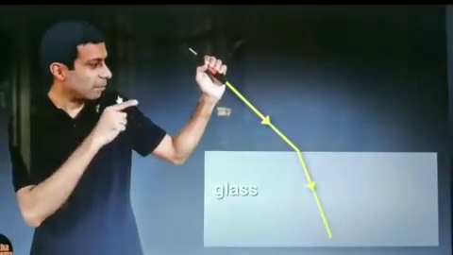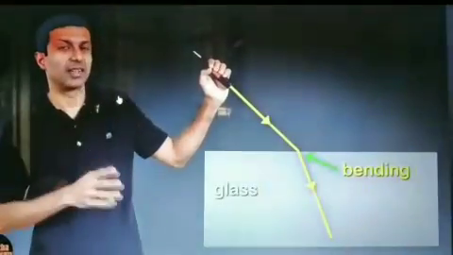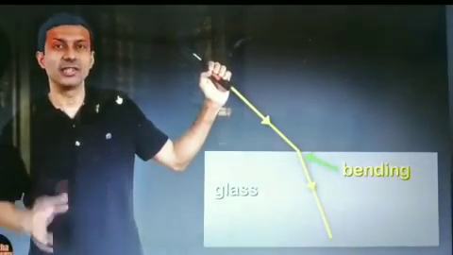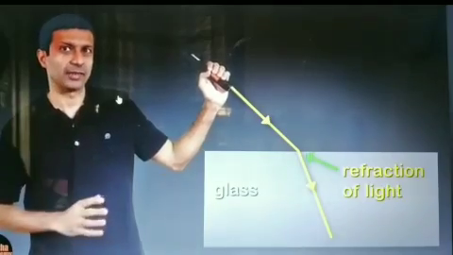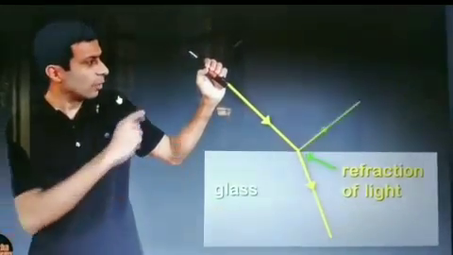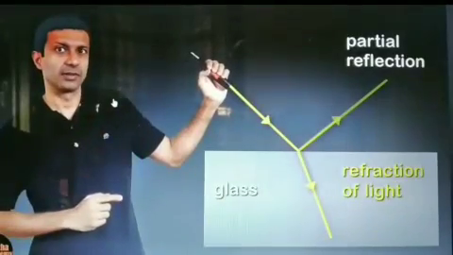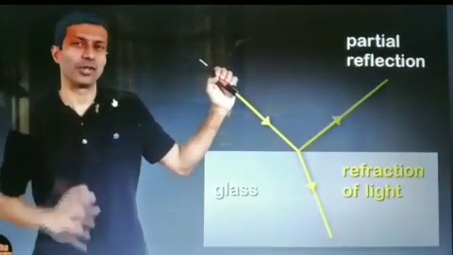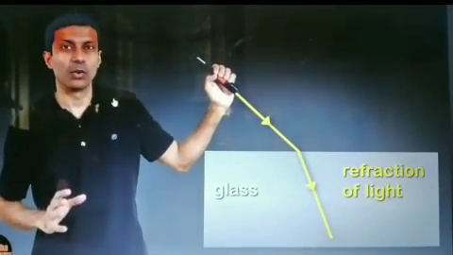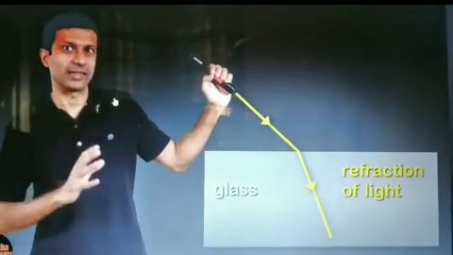Can you see the ray of light bending as it enters the glass block? This is known as refraction of light. There is also a partial reflection when the light hits the glass surface. But we'll ignore that for this video, and our focus will only be on refraction of light.